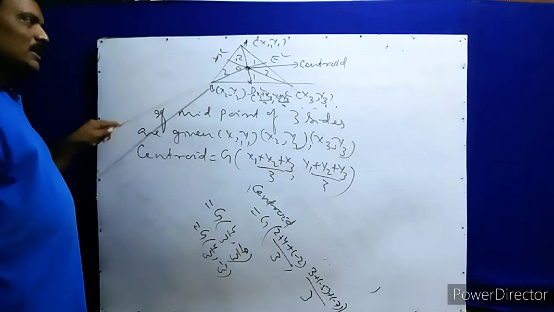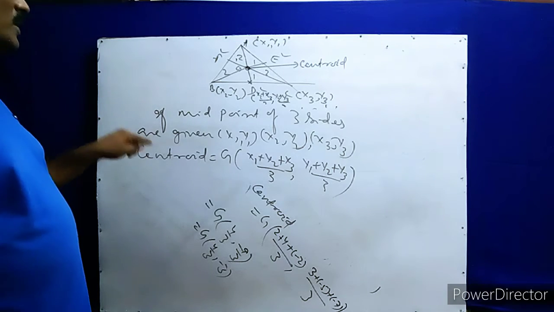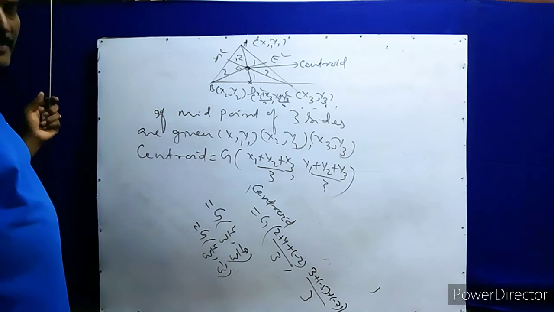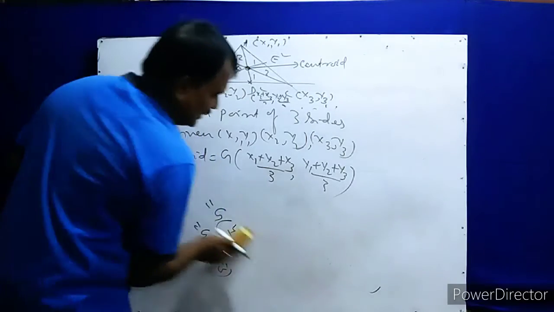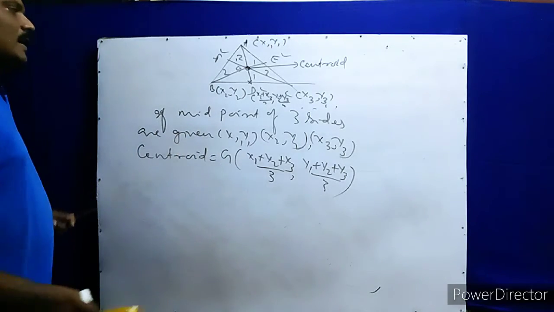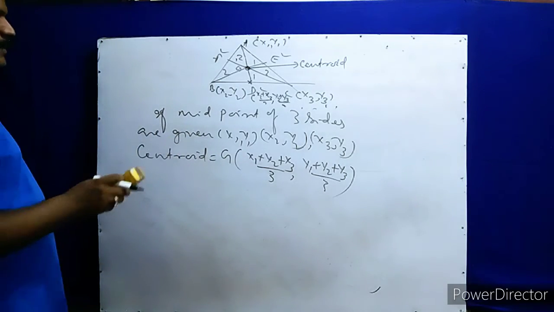These are not the vertices. These are the midpoints given. Here the midpoints of the 3 sides are given. Then also you apply the same formula. Okay. And this is the second special case.